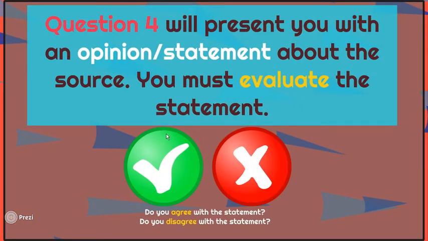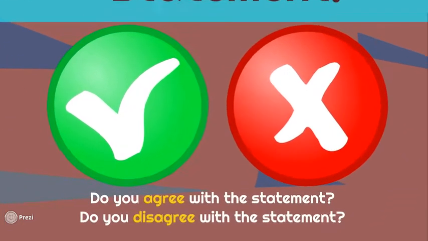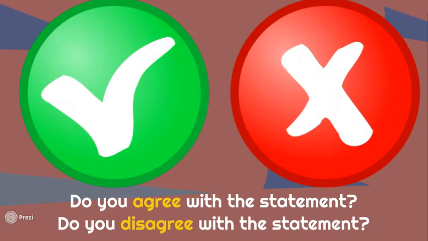So question 4 will present you with an opinion or a statement made by a fellow student about the source that you've been studying through the paper. You need to evaluate that statement. In terms of evaluation, that basically means how far do you agree with the statement and how far do you disagree with the statement.